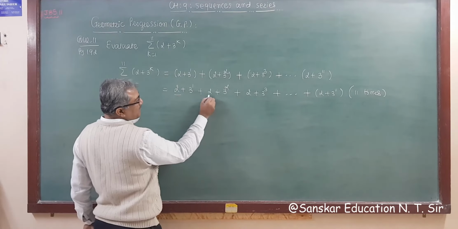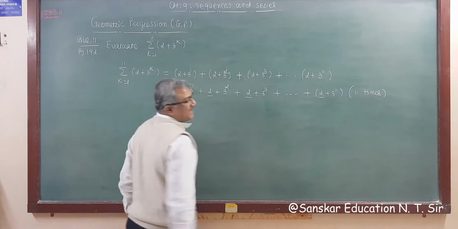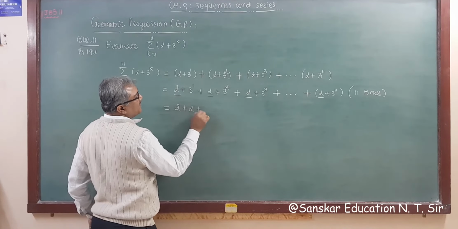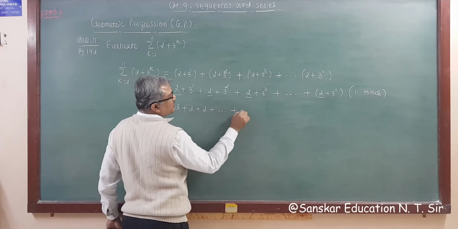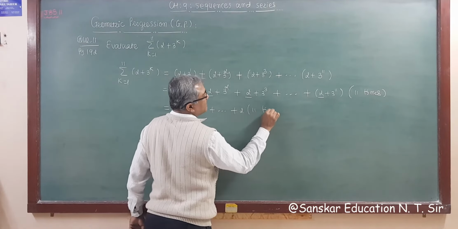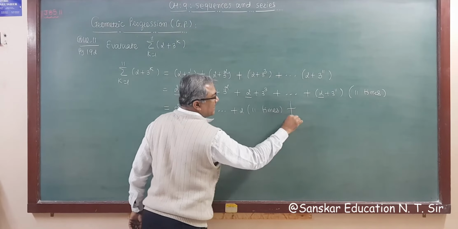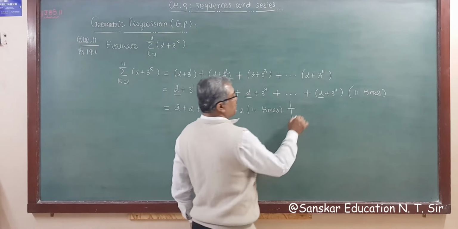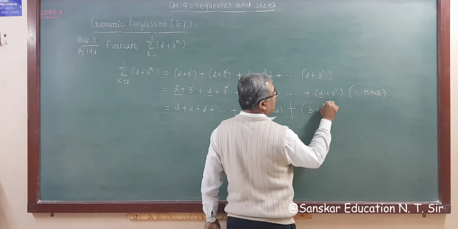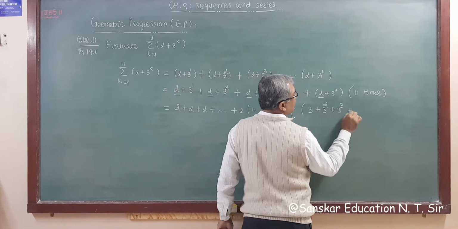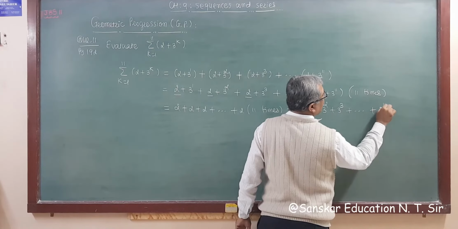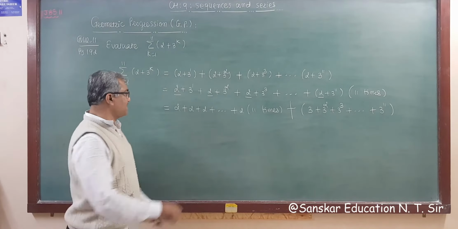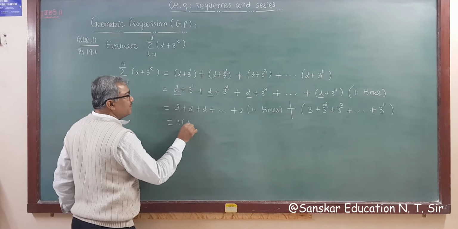So this is 2 plus 2 plus 2 plus 2, how many times? It is 11 times. Right? Then plus 3, 3 square, repeating all terms. So we have 3 plus 3 square plus 3 cube plus this plus 3 raised to 11. Now this is 2 plus 2 plus 2, 11 times. So this is 11 times 2.